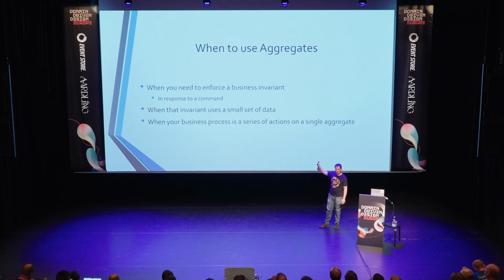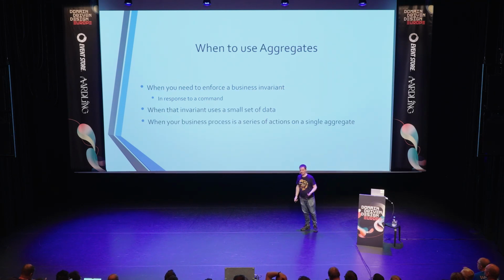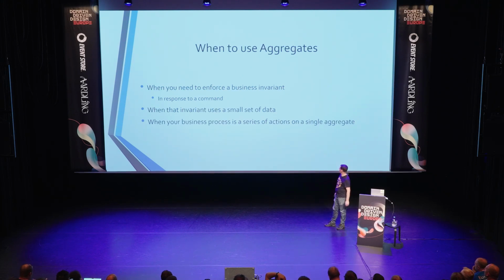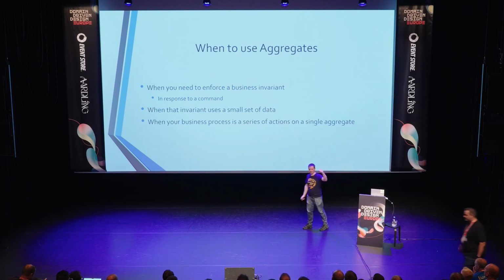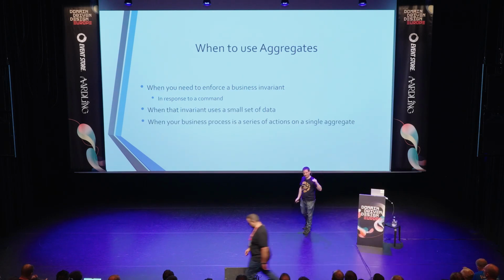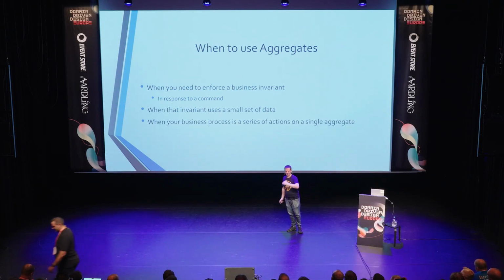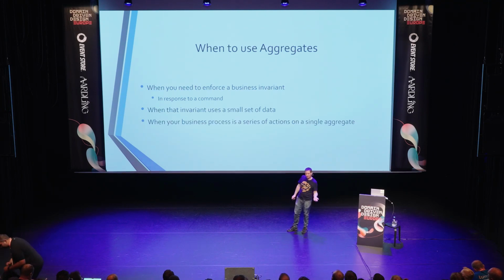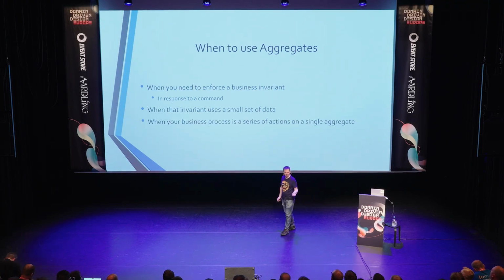Really, you only want to use them when the invariant uses a small set of data. I require all usernames to be unique, not a good aggregate use case. Yeah. When your business process is a series of actions on a single aggregate. If you think about an order, you might go through the different stages of the order and it doesn't actually talk to anything else. Seems probably not that useful, as you probably want to ship it, but you might be picking that up using an event-driven architecture or doing something else. You might not have communication between them.